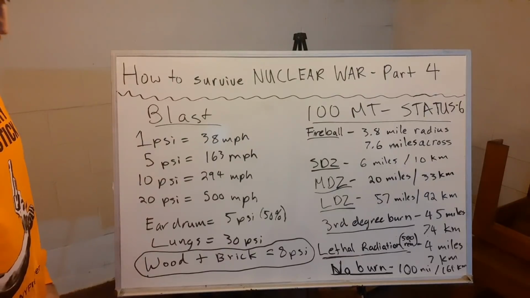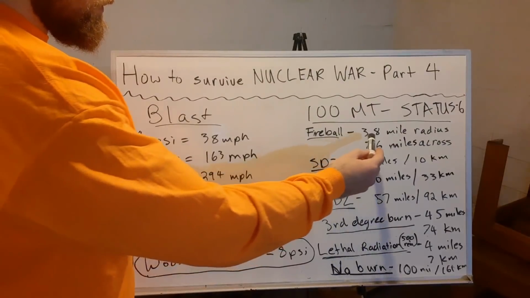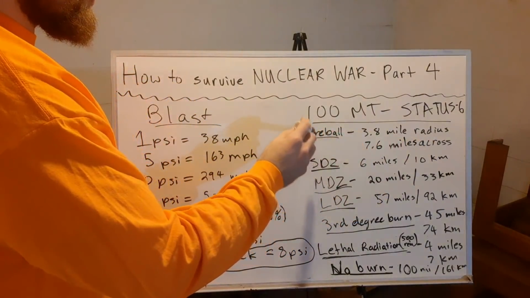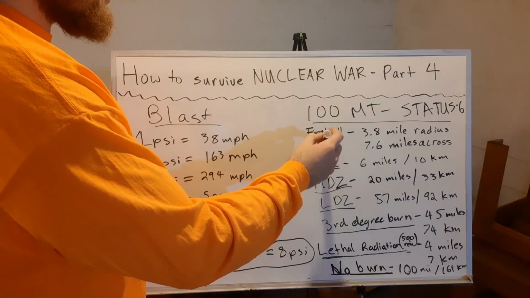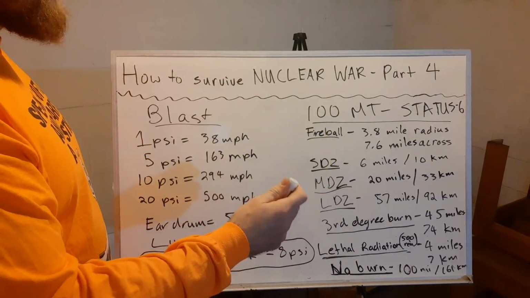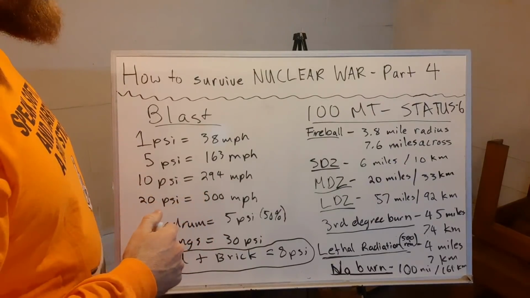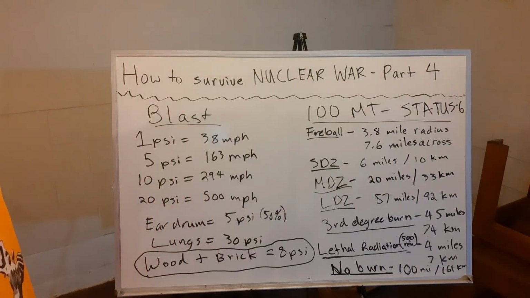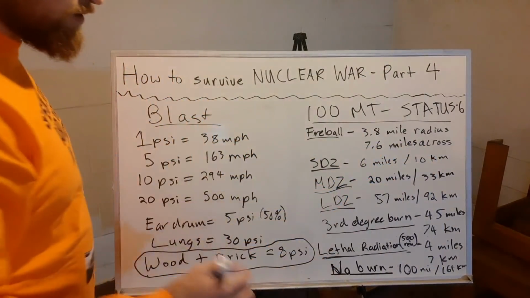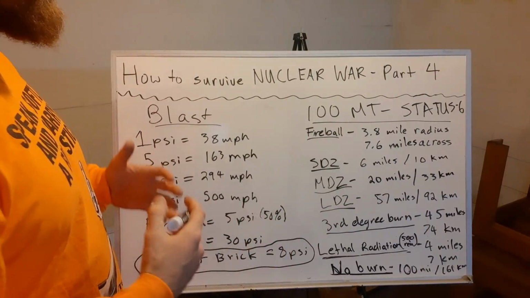So for a worst case scenario, let's say they do use a Status 6, it's going to have a fireball of about 3.8 miles in radius. That is just absolutely insane. And remember, the fireball is the area where everything is completely incinerated. That's the area that's as hot as the sun, 7.6 miles across. That is just huge.